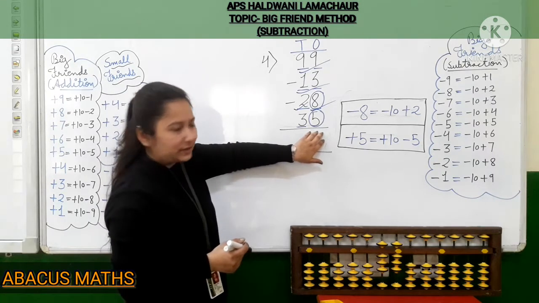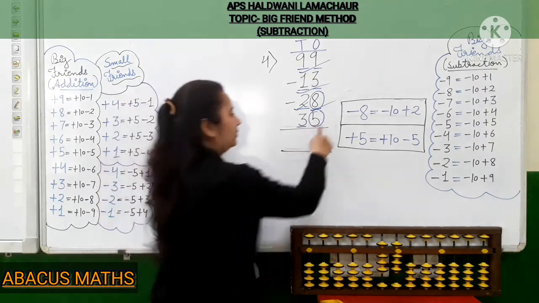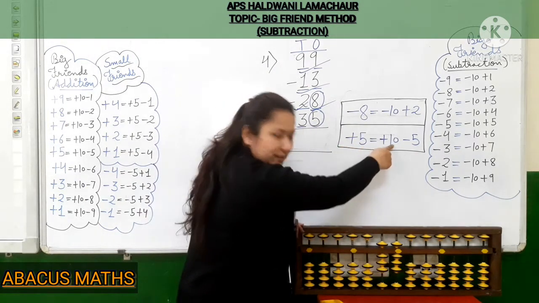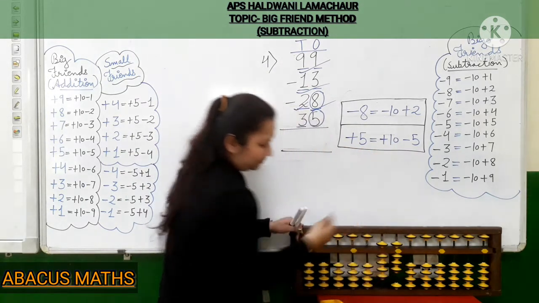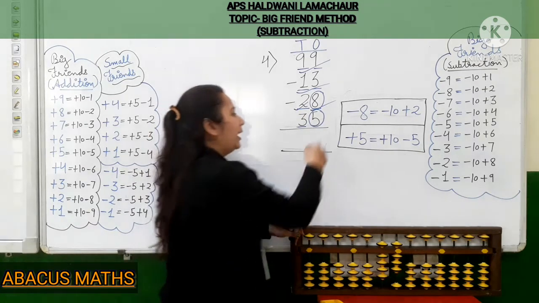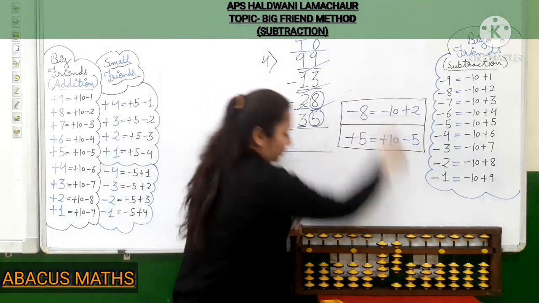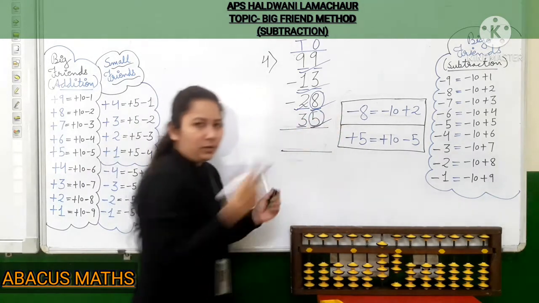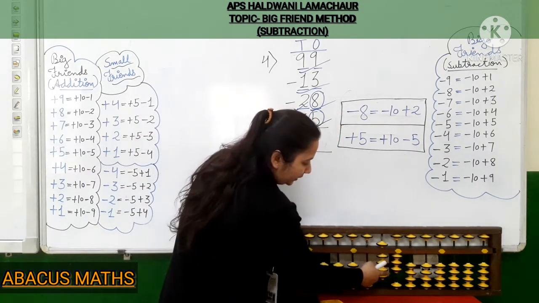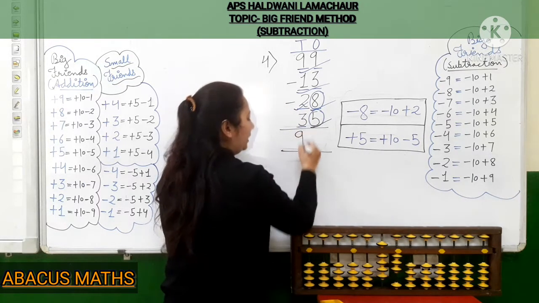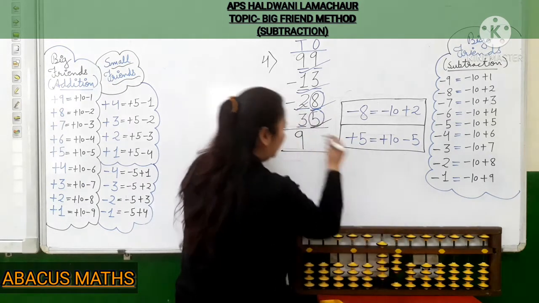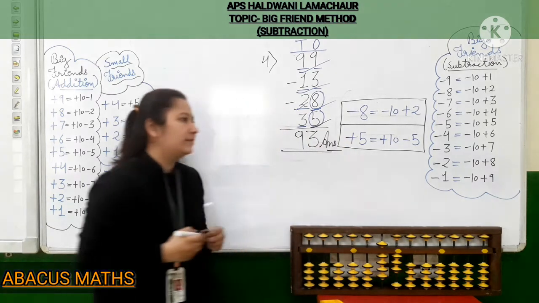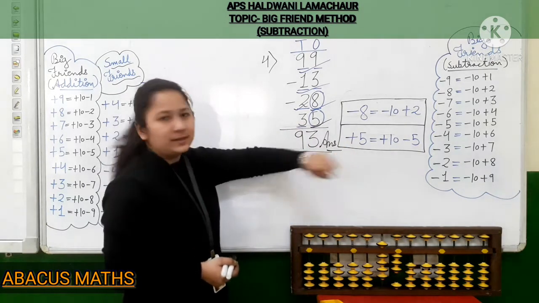Now add 5 in ones rod means here. So first of all you will add this 10 in one rod up in tens rod and minus 5 from the same rod. And your sum is completed. Now count. See 5, 6, 7, 8, 9 in tens and 1, 2, 3 in ones. So your answer is 93. I hope kids that you get this sum.